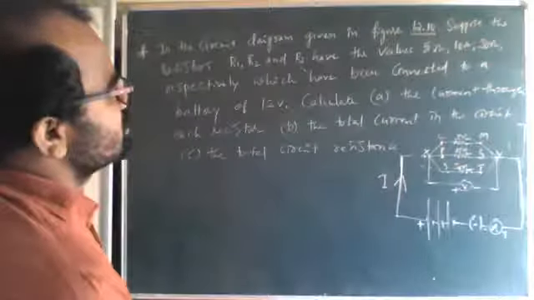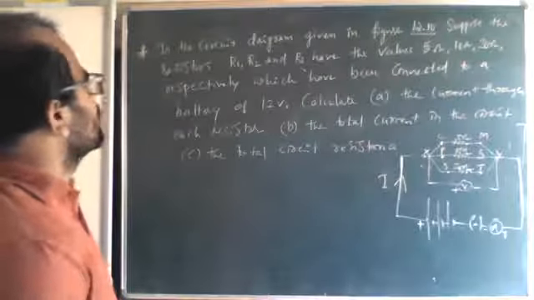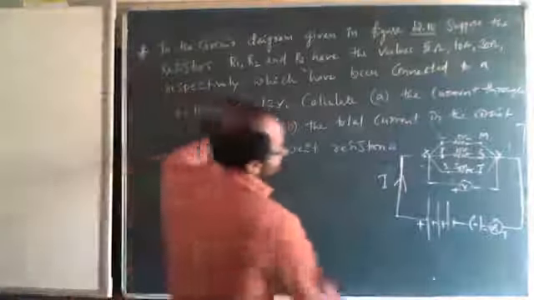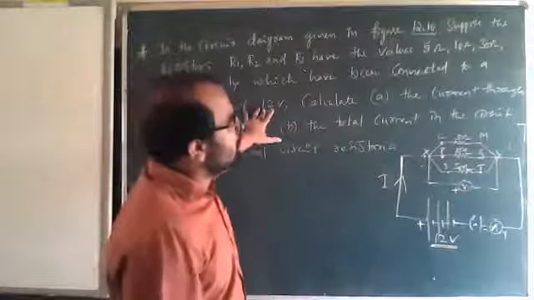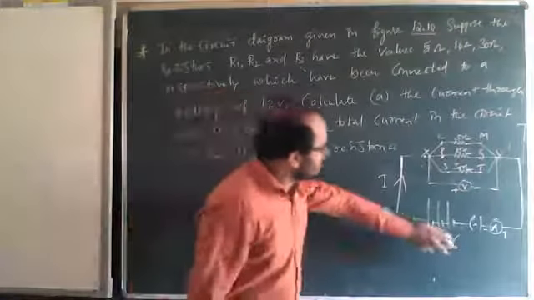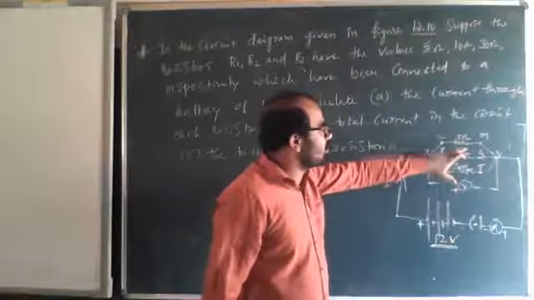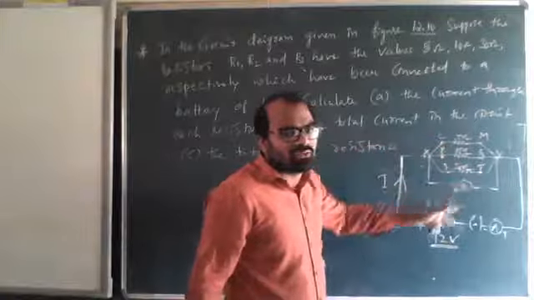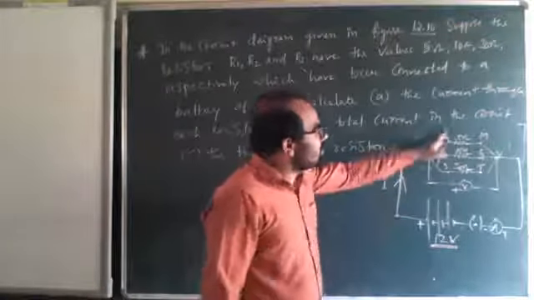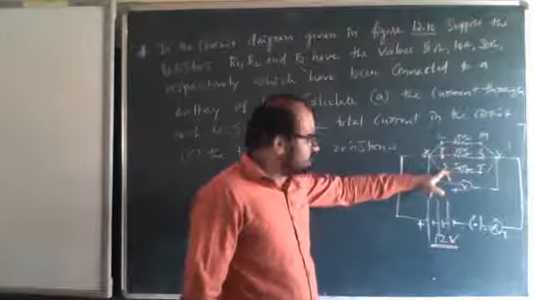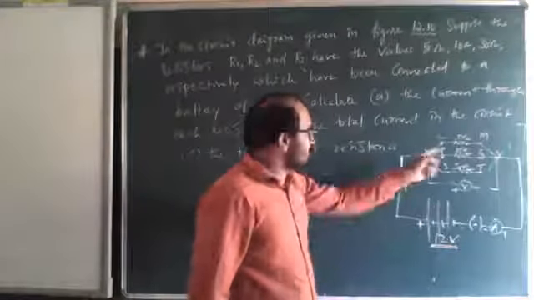The current through each resistor you have to find out. See here, the voltage is given: the resistors have been connected to a battery of 12 volt. The same 12 volt is applicable for R1, R2 and R3. So you can find I1, I2, I3 by using Ohm's law. After you get I1, I2, I3, you just find I equal to I1 plus I2 plus I3, because the current is only divided.